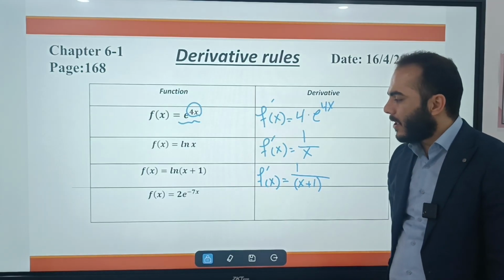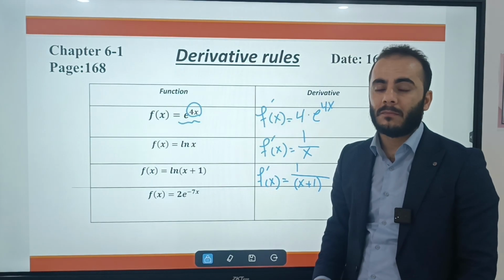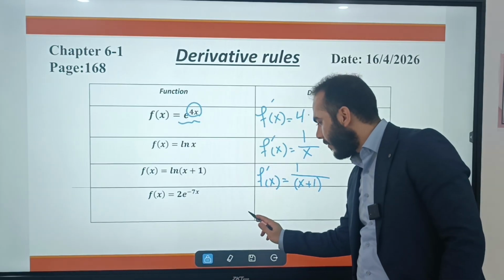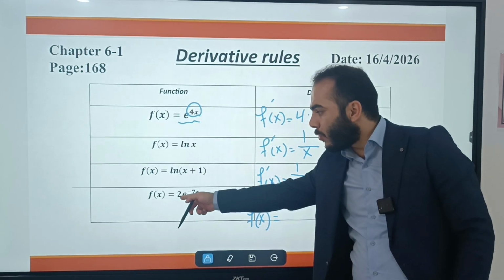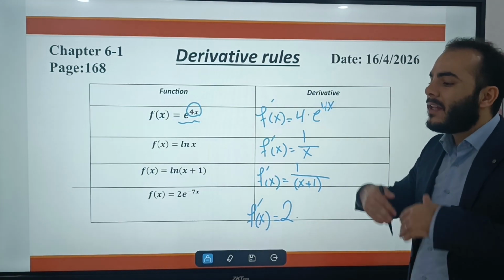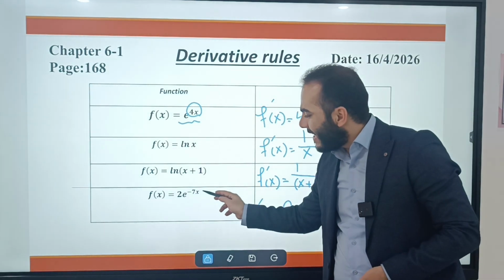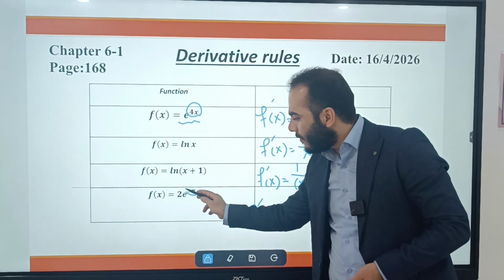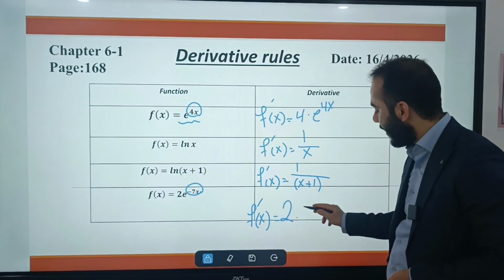How about this, the last one? F of x equals to 2e powered by negative 7x. Well, this one is a little bit interesting. Be careful. F prime of x equals to, there is originally a coefficient 2. Rewrite it. Multiply by. Then start the derivative. So e powered by negative 7x. We said take the derivative of the power. Derivative of negative 7x, it's equal to negative 7.